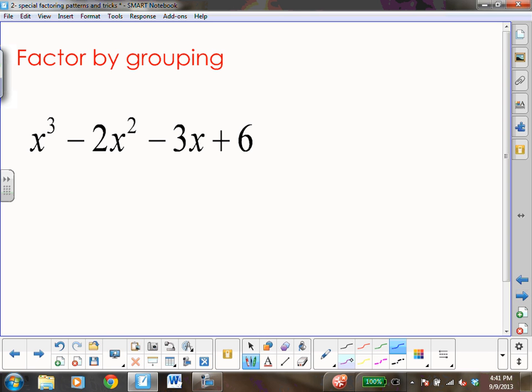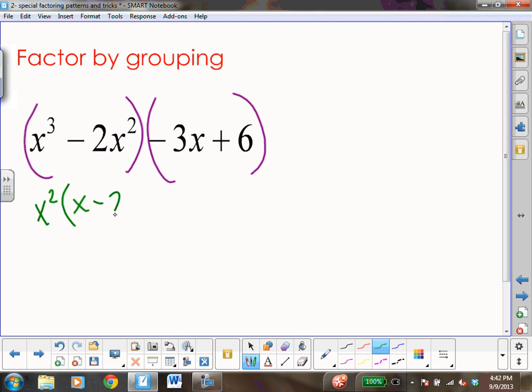The final factoring pattern to consider is factoring by grouping. When you factor by grouping, typically you have 4 terms. Factoring by grouping will not always work, but in this case it will. When you factor by grouping, you do exactly what it says. You're going to group the terms together. So I'm going to group the first two terms together and pull out the greatest common factor. Between x cubed and x squared, the greatest common factor is x squared. Every term gets divided by x squared. And so I'm left with x minus 2.